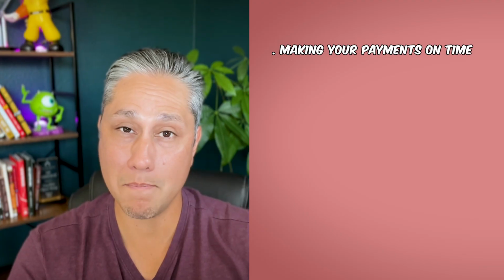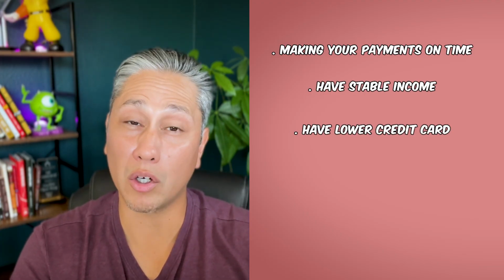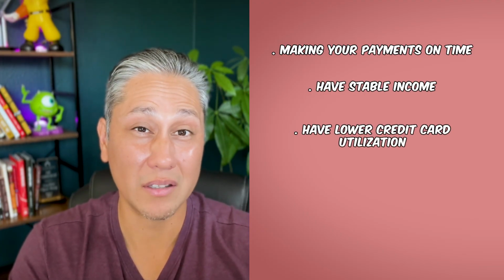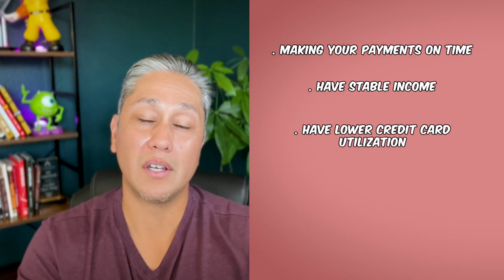Some of the things you'll want to do to make sure you can still qualify even if you do have higher debt is to make your payments on time, have stable income, have lower credit card utilization or lower it, and have no recent derogatories. Derogatories are things on your credit report like 30-day lates, collections, or charge-off accounts, which have a big impact on your FICO score itself.